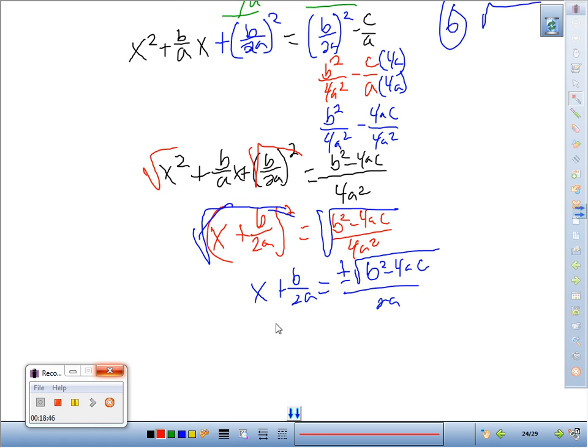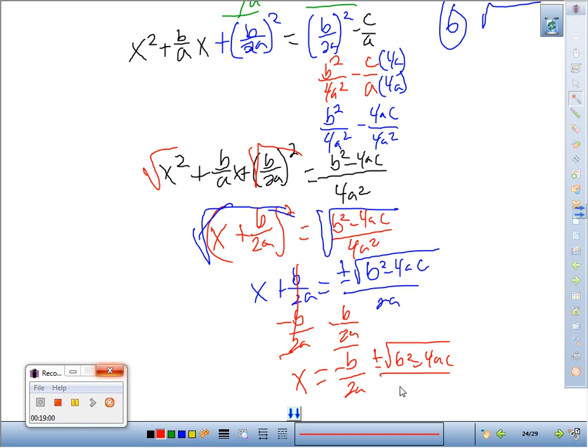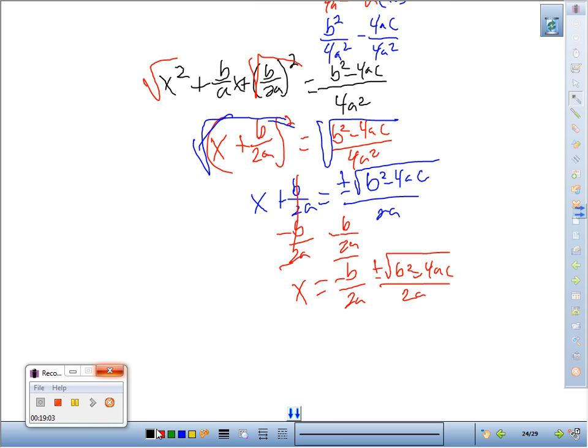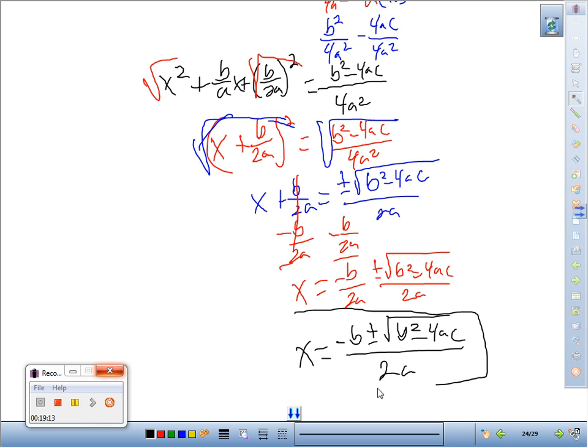From there I need to leave x by itself, minus b over 2a, minus b over 2a. X equals negative b over 2a in the second fraction, plus minus square root b squared minus 4ac over 2a. And now this becomes one fraction. X equals minus b plus minus square root b squared minus 4ac over 2a. And that is our quadratic formula. Hands up if you got that by yourself. Okay. Pretty good? Okay, let's turn it over one last time.